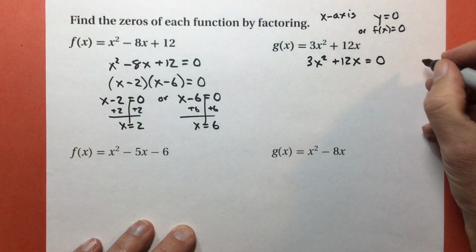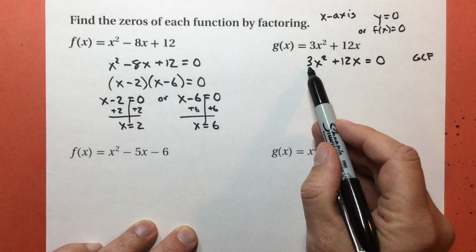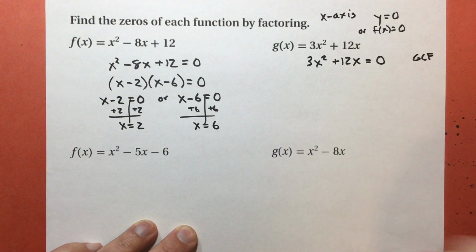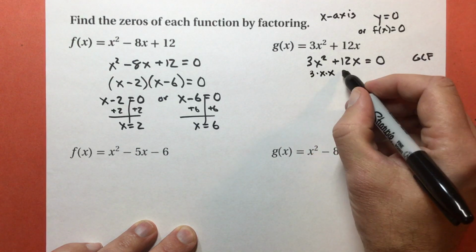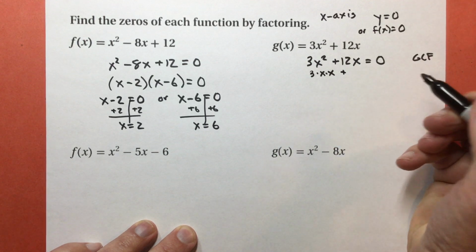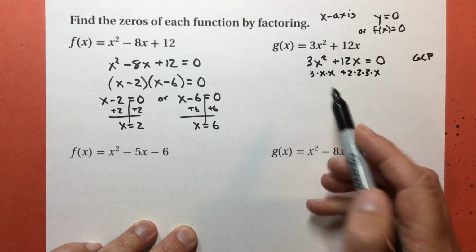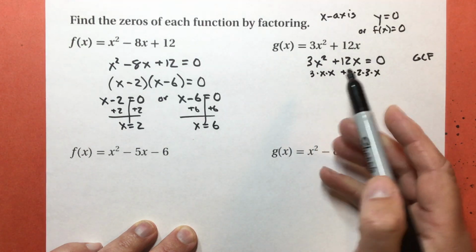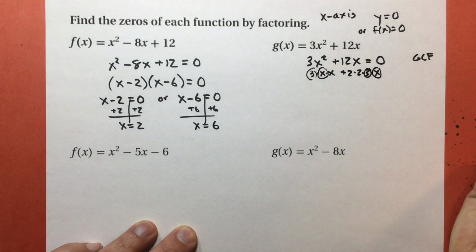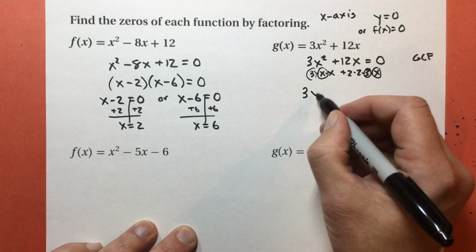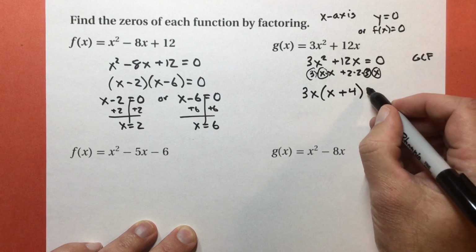But this is where we're going to factor by something called the GCF, the greatest common factor. This is 3 times x. And normally I don't write this, but I'll do it because I want you to see it. This is 3 times x plus, and 12, I did that on the previous page, 2 times 3 times x. I'm looking for a common factor. They both have a 3, and they both have an x, and that's it. So to factor by the greatest common factor, I get 3x times x plus 4, and that equals 0.